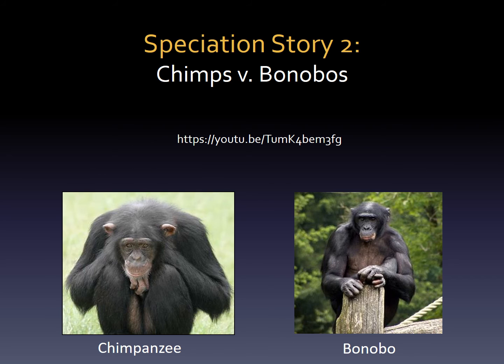Here's the second story. And this is a story of chimpanzees versus bonobos. Here's a picture of a chimp on the left and a bonobo, which looks very similar to a chimp, on the right. And in the lecture videos for this week, I've included this one. There's a link to it directly from D2L that explains what bonobos are, if you've never heard of them before. They have distinct behaviors from chimpanzees, and they look a little different too, but it's not as immediately apparent as the differences between gorillas and chimps.